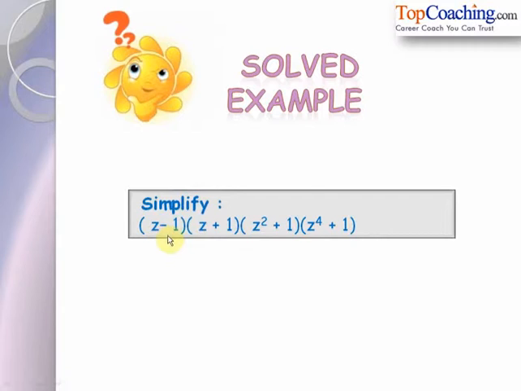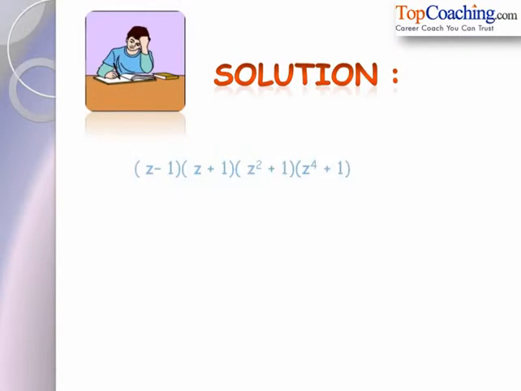Simplify (z minus 1) into (z plus 1) into (z square plus 1) into (z to the power of 4 plus 1). So in this problem, we have to simplify this very expression, where the expression is (z minus 1) into (z plus 1) into (z square plus 1) into (z to the power of 4 plus 1). So the given expression is (z minus 1) into (z plus 1) into (z square plus 1) into (z to the power of 4 plus 1).